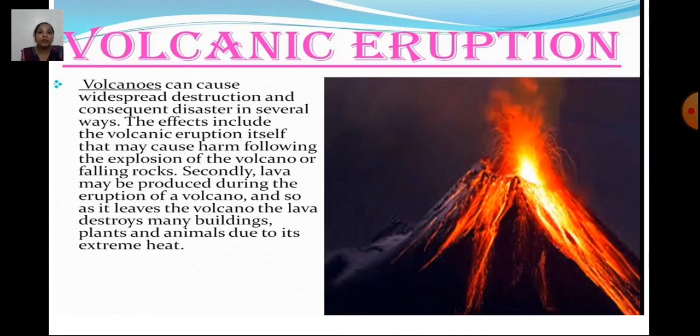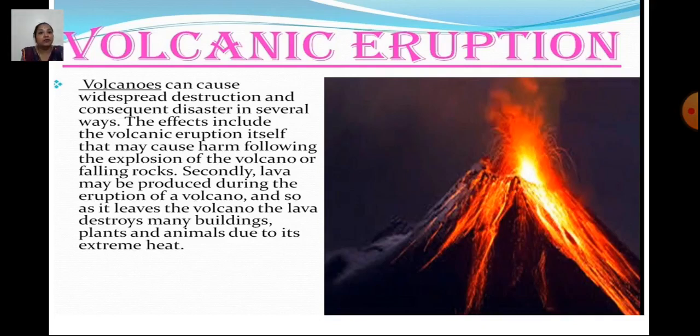Now the next one that we are going to discuss is volcanic eruption. The volcanoes can cause widespread destruction and consequent disaster in several ways. The effects include the volcanic eruption itself that may cause harm following the explosion of the volcano or falling rocks. Secondly, lava may be produced during the eruption of a volcano, and as it leaves the volcano, the lava destroys many buildings, plants and animals due to its extreme heat.